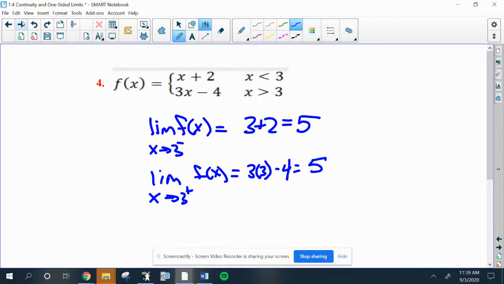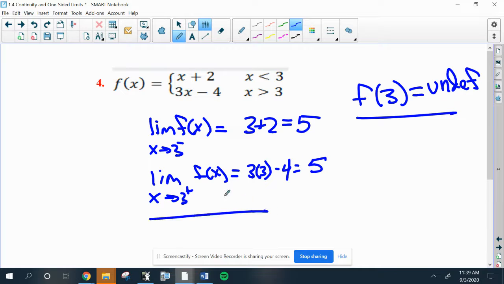However, f of 3 would have to be defined if this is continuous at 3. So if you try to figure out what is f of 3, well, you can see none of these equals 3. This function never equals 3. The first part's less than 3, the second part is greater than 3. So this is actually undefined. So you're going to have to say this is not continuous at 3. I wanted to show you that way because that's what you're going to have to do to actually really justify your answers in an AP exam.